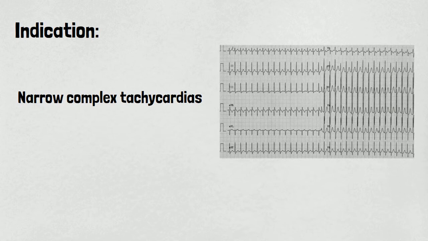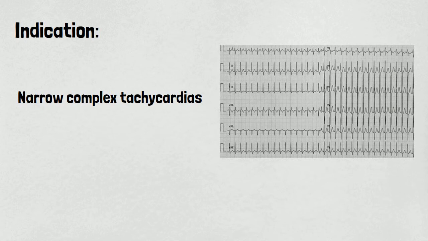They can be broadly split into either a regular or an irregular rhythm, and each has slightly different management, so it's important to determine what the underlying cause is. However, as I'm sure you can see from the ECG on the right, sometimes this can be particularly challenging. When the rate is so fast, you lose that fine detail, and this is where adenosine can come into play.